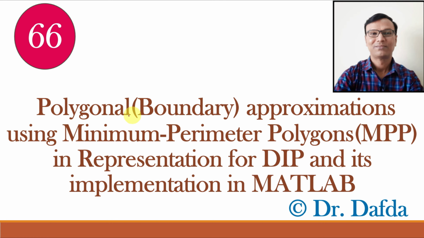So this polygon approximation using minimum perimeter polygon is a technique used in digital image processing to simplify the representation of shapes or boundaries while preserving their important features. Let us say, for example, you have a drawing of a complicated shape like a curvy coastline or a bumpy road on a map. Instead of using every tiny detail of the shape, you want to create a simpler version that still captures the overall shape accurately, and that is done by MPP.